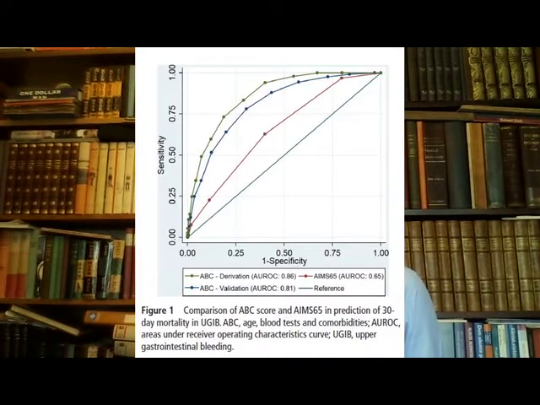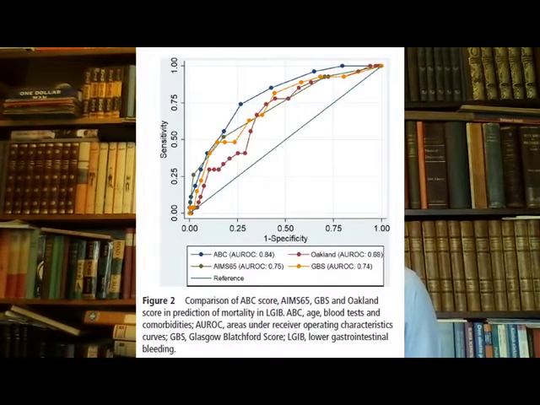As shown in this graph, we found that the ABC score performed well in predicting 30-day mortality in upper GI bleeding, corresponding to an area under the receiver operating characteristics curve of 0.81, which was superior to the AIMS65. The ABC score performed similarly well in predicting in-hospital mortality in lower GI bleeding, corresponding to an area under the receiver operating characteristics curve of 0.84, which was better than previous scores within this field.